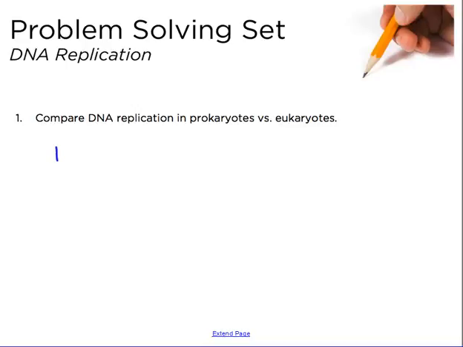So in prokaryotes, or bacteria, their DNA is circular. So they have circular DNA. And this means that they only need one origin of replication. So they have one.